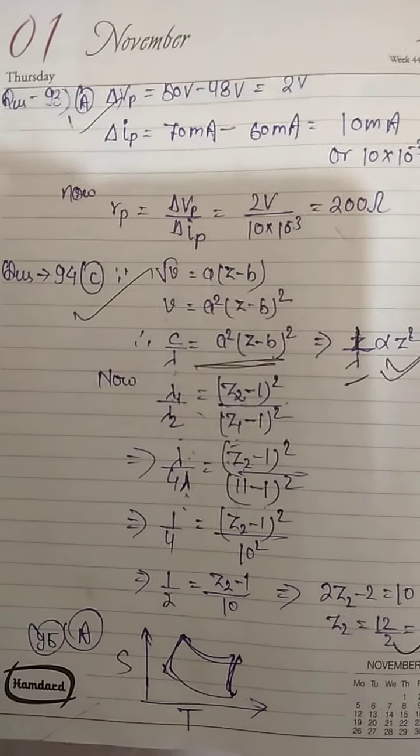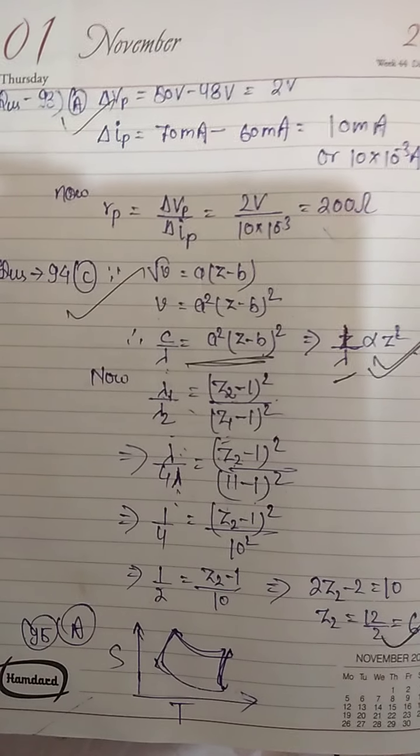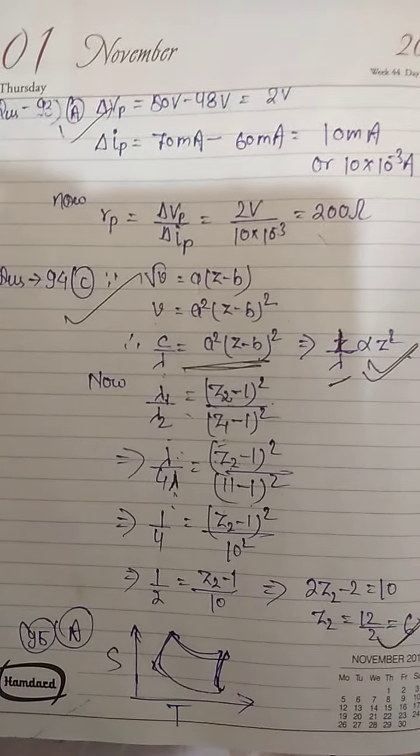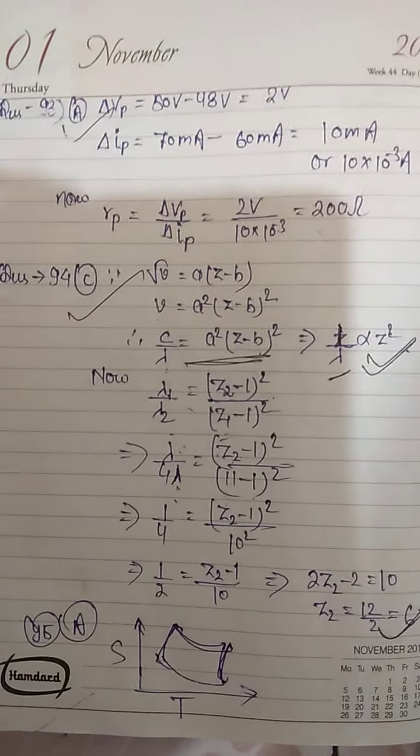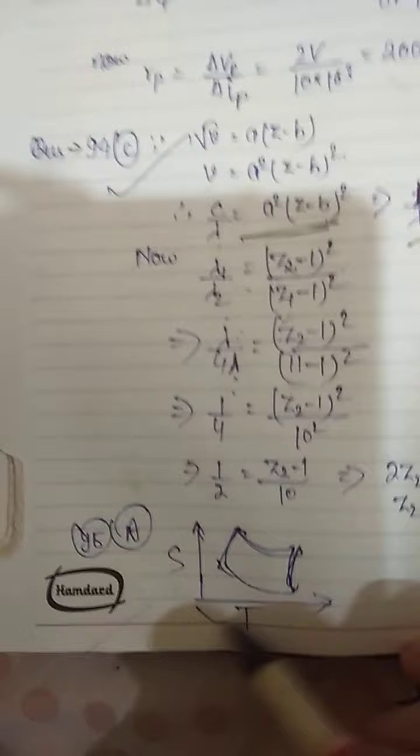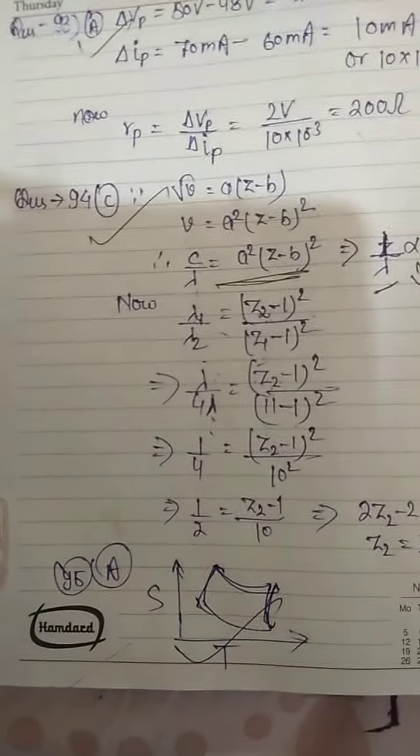Question 95. A Carnot cycle is represented on an entropy temperature diagram by which one of the following figures? The first is the correct option. This question is directly asked, so the first option is the right option for question number 95. Come to question number 96.